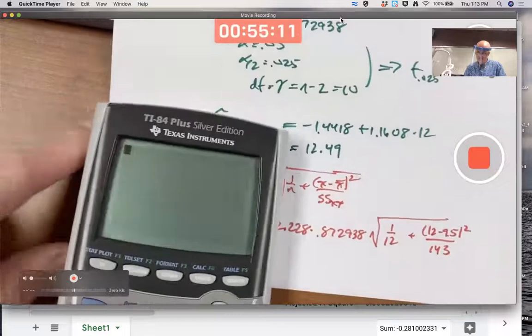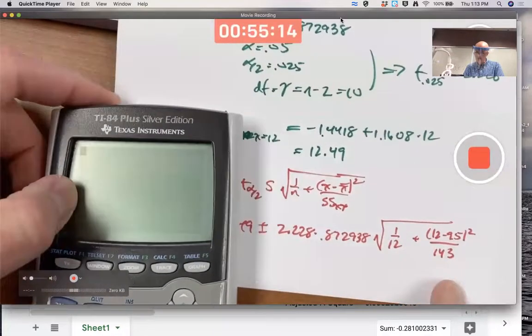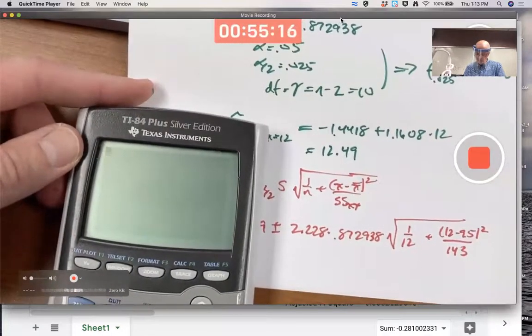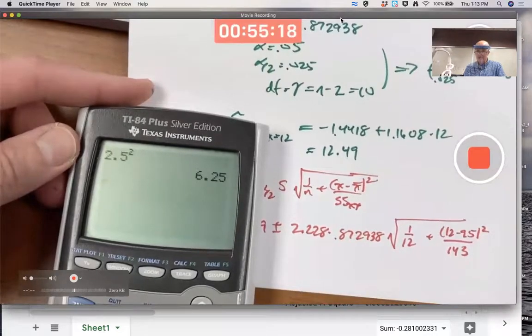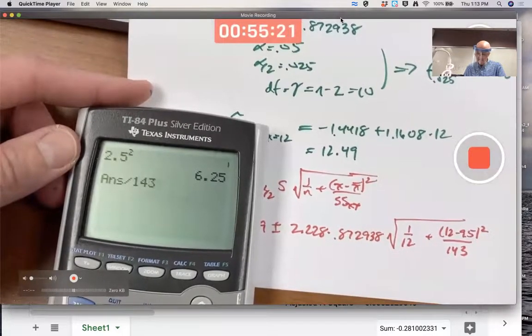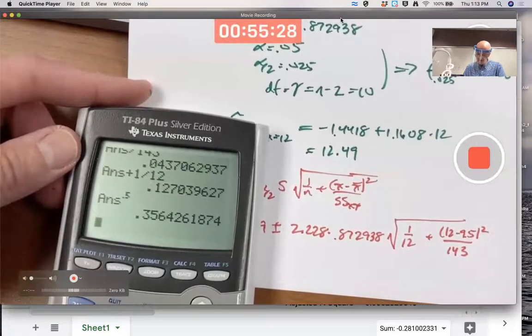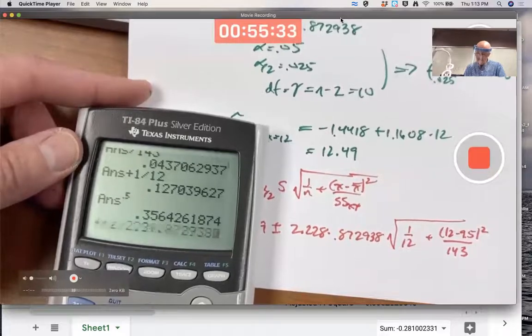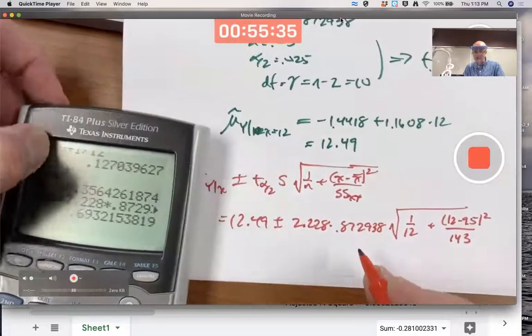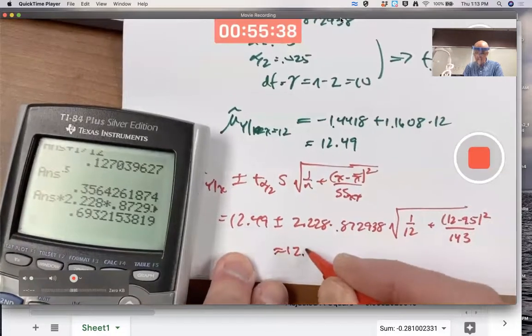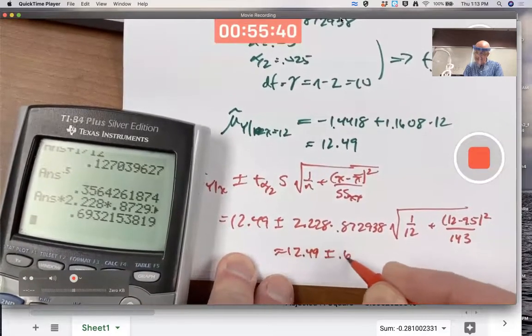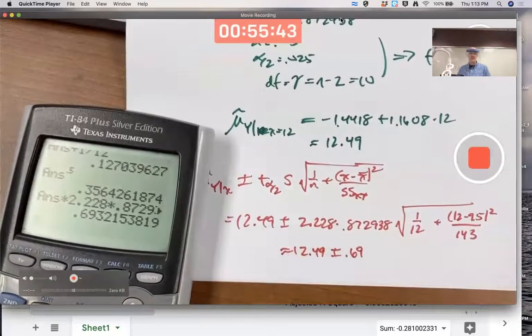Let's do it. I go from right to left here. 12 minus 9.5 is 2.5 squared. Divide by 143. Add 1/12 to that. Take the square root. You can do this fairly fast. Times 2.228 times 0.872938 gives about 0.69. So we get about 12.49 plus or minus 0.69, and you could write that in interval notation as well, if I have not made a mistake.